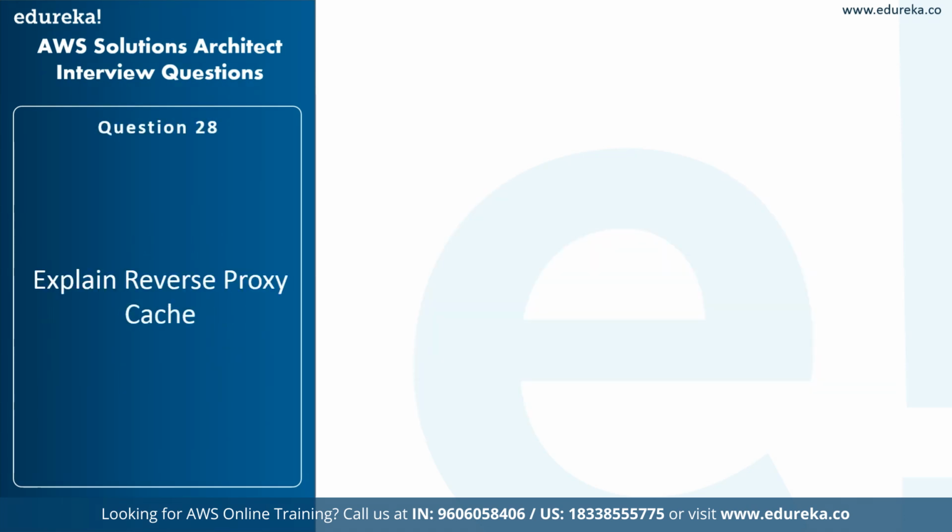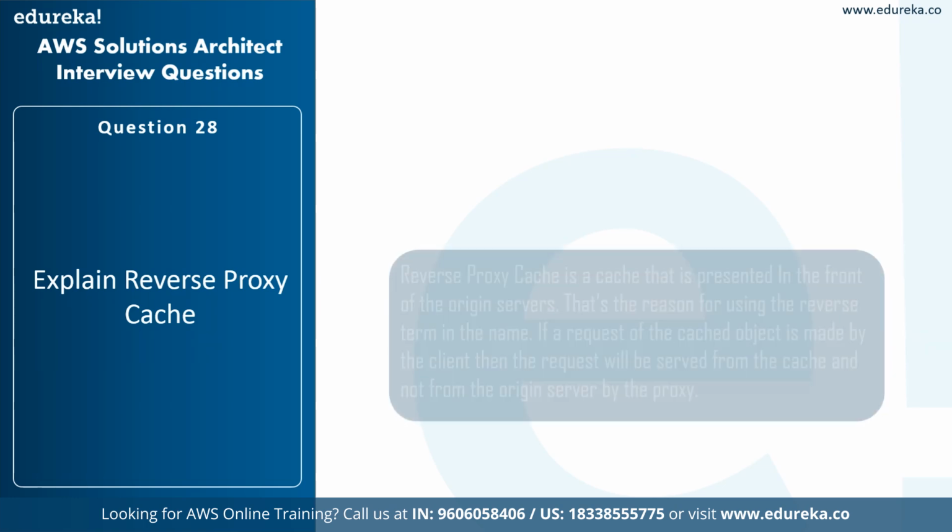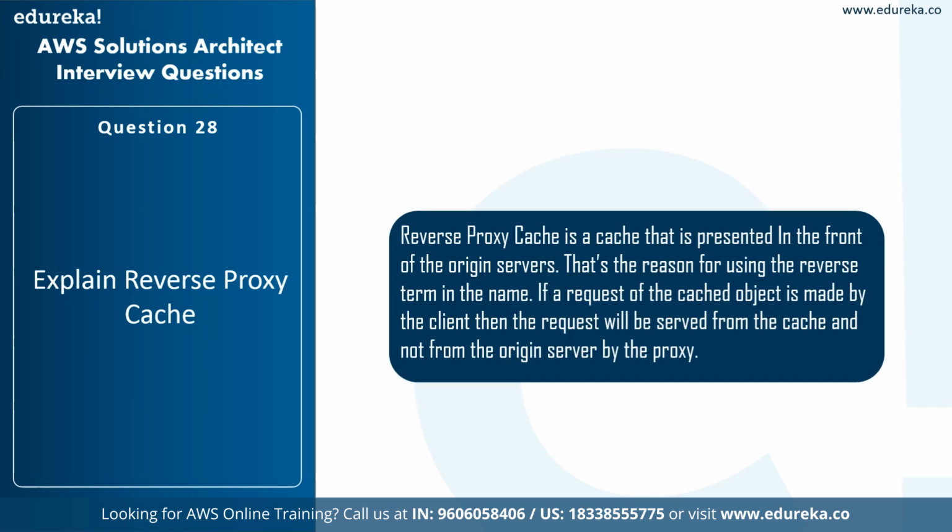Now moving on, what is reverse proxy cache? Reverse proxy cache is a cache that is placed in front of the origin servers. That's the reason for using the term reverse in the name. If a request for a cached object is made by the client, then the request will be served by the proxy from the cache and not from the origin server. So this is what happens in any reverse proxy cache.